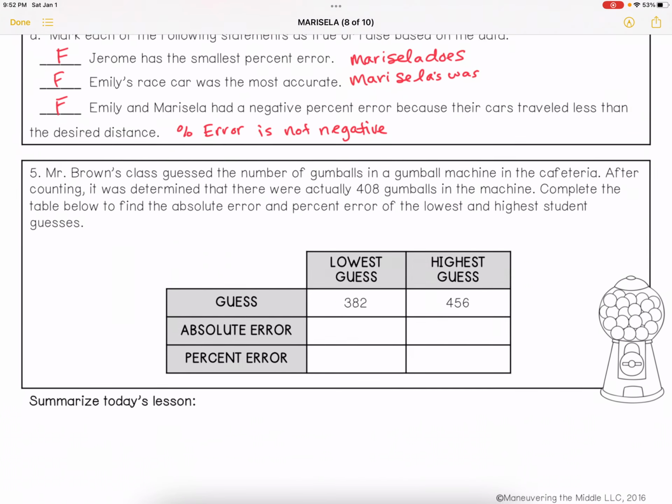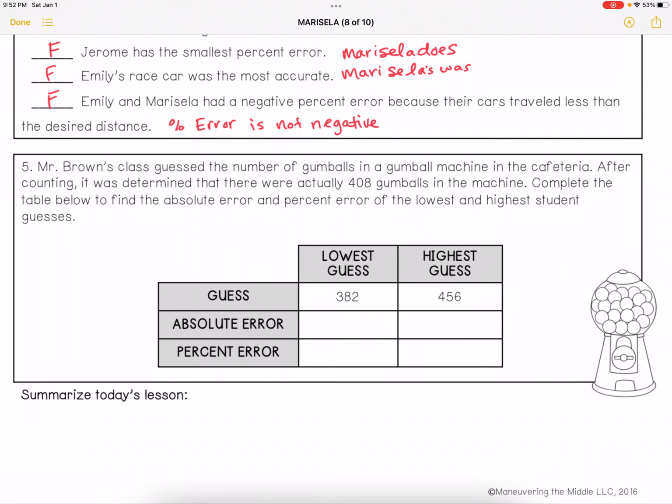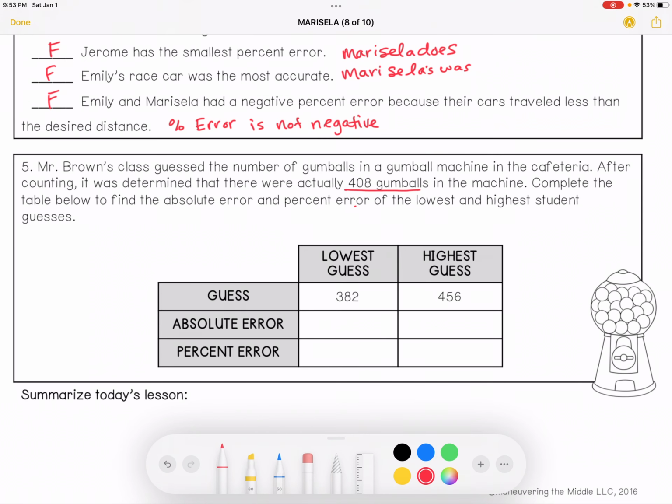Okay, Mr. Brown's class guessed the number of gumballs in the gumball machine in the cafeteria. After counting, it was determined that there were actually 408 gumballs. Okay, so this is the exact in the machine. Let's see, complete the table below to find the absolute error and percent error of the lowest and highest student guesses. So the lowest guess was 382. So the absolute error would be 382 minus 408, and that is 26.